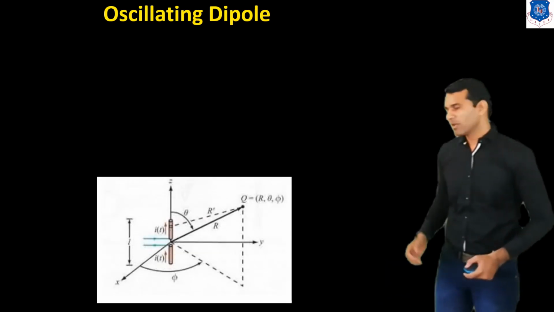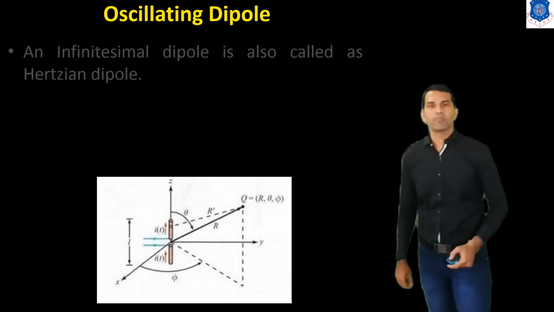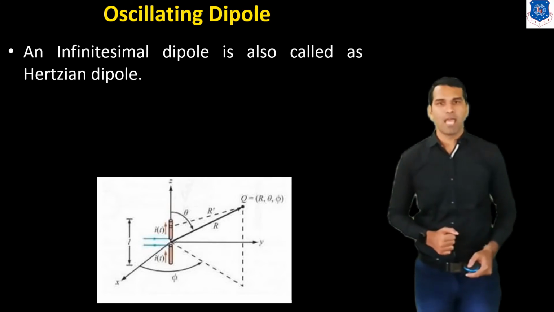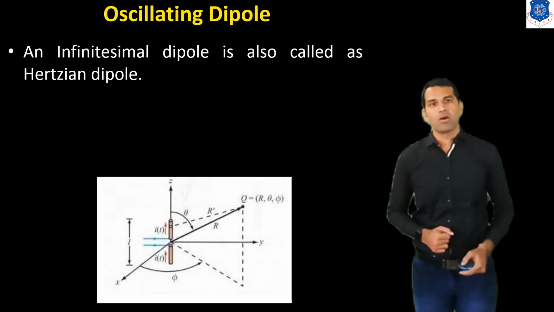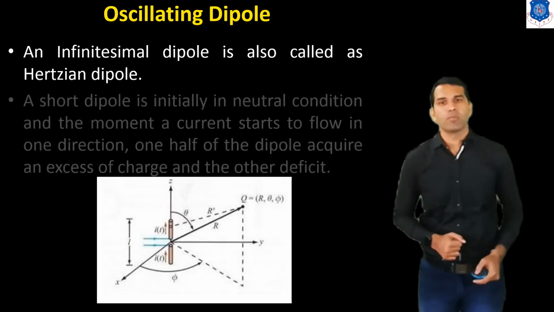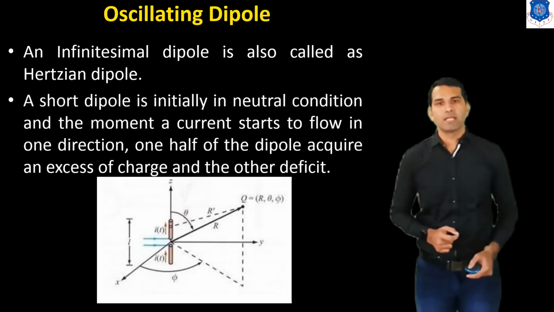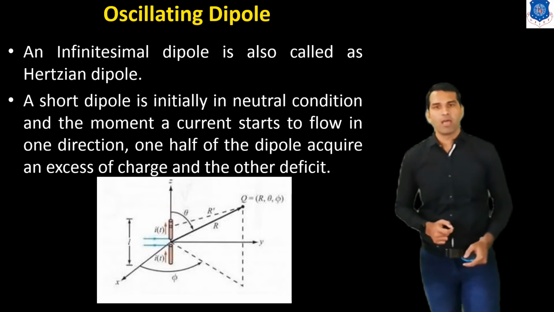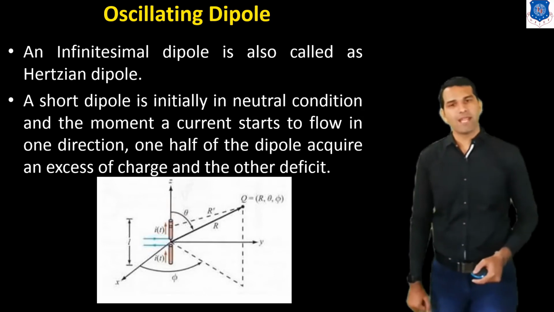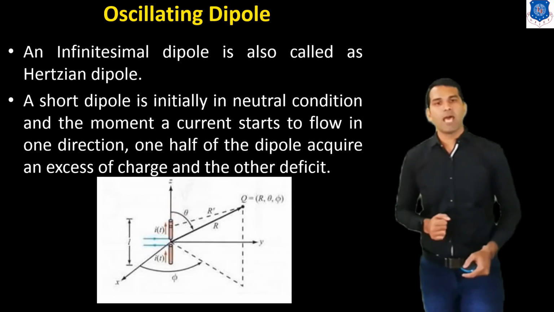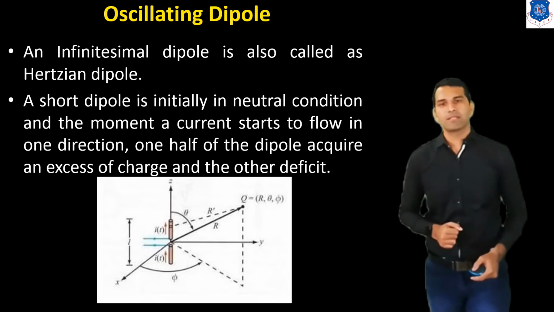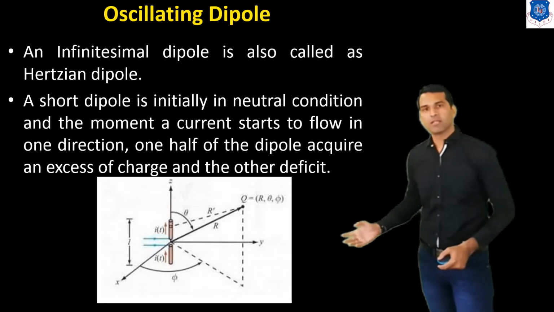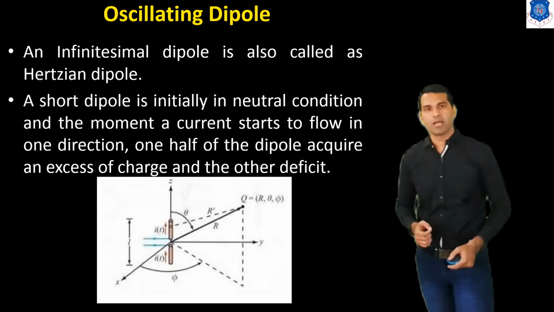Here we consider the oscillating dipole. An infinitesimal dipole is also called a Hertzian dipole, or Hertzian dipole antenna. A short dipole is initially in a neutral condition, and the moment a current starts to flow in one direction, one half of the dipole acquires an excess of charge and the other is deficient. We know that this is the characteristic of the dipole antenna.